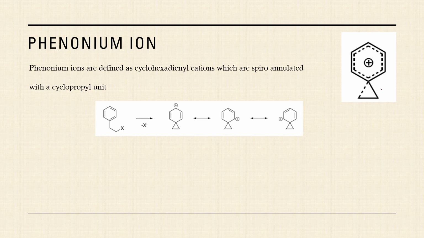Phenonium ion कुछ इस तरह का दिखता है. इन phenonium ion को हम कैसे डिफाइन करते हैं? Phenonium ion is defined as a cyclohexadienyl cation. देखिए, ये cyclohexatrienyl सिस्टम है. साइक्लोहेक्साट्राईन हम बोल देते हैं इसको. ये साइक्लोहेक्साडाइइनाइल है.